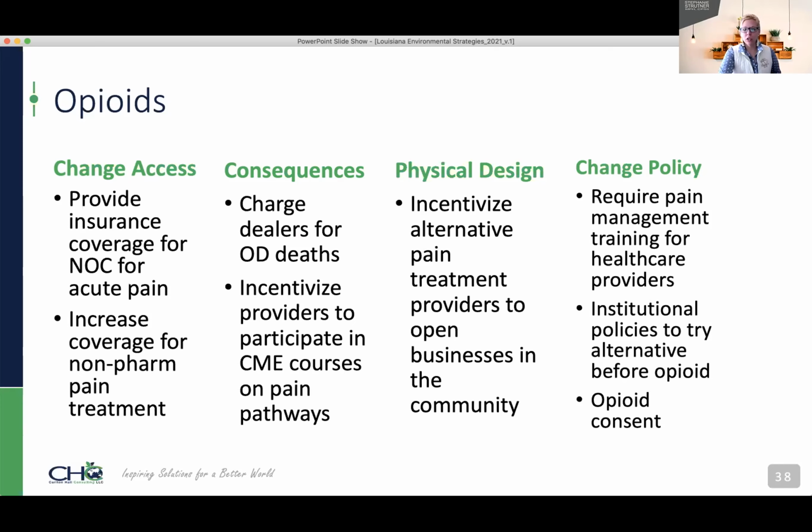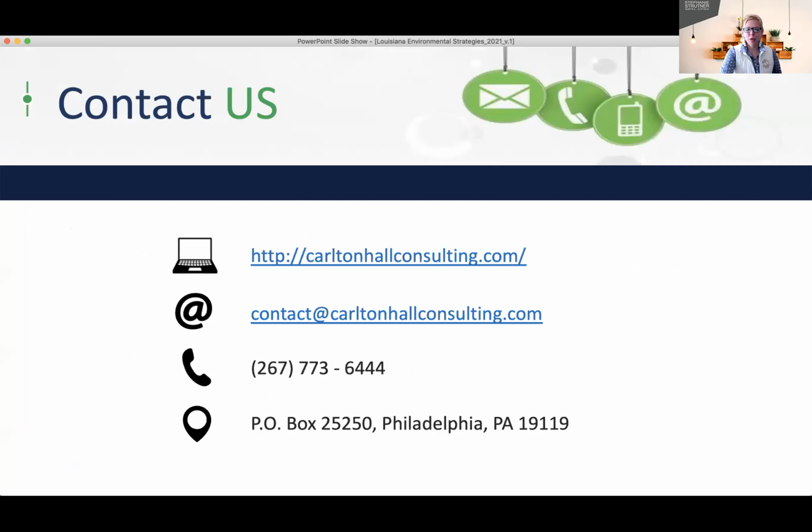Charging the dealer with an overdose death, incentivizing providers who participate in CME courses, again, incentivizing alternative pain treatment providers to open business within the community, and requiring pain management training for healthcare providers. We buzzed through some of these pretty quickly.